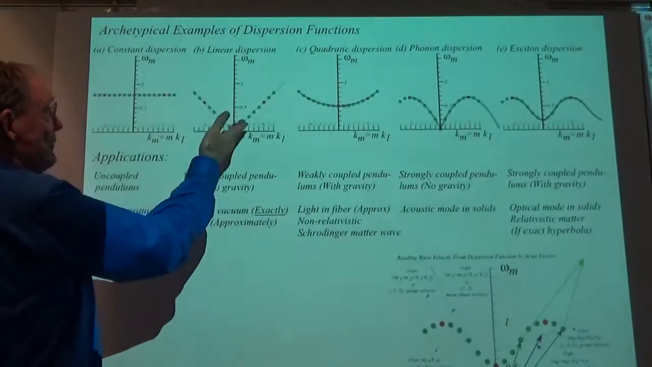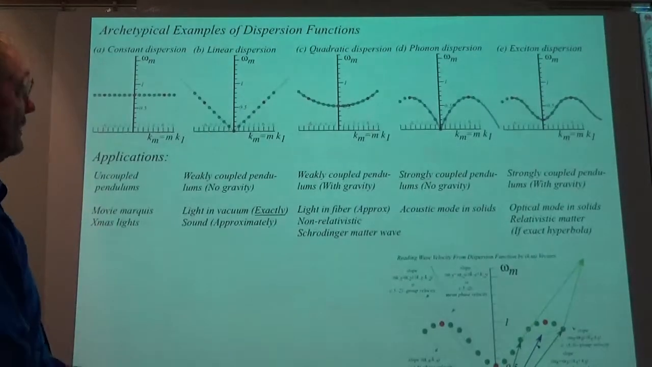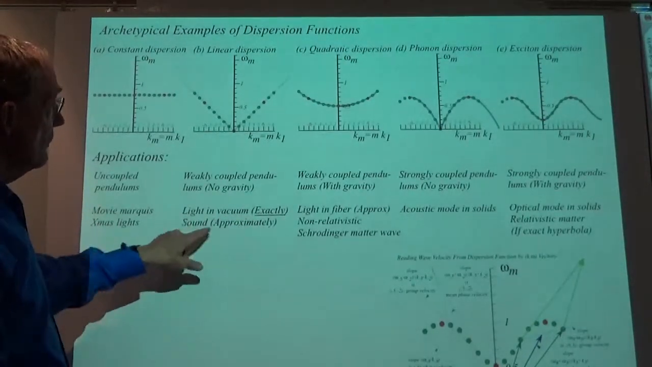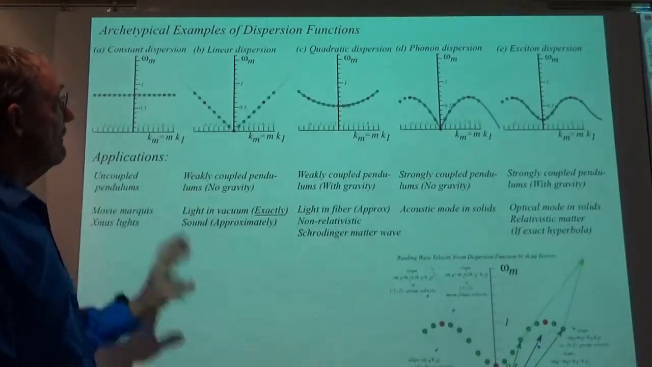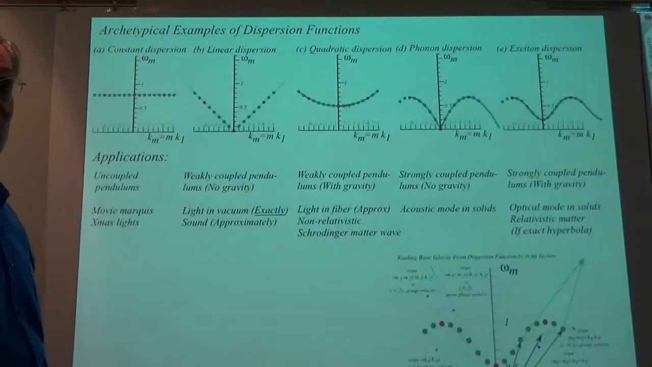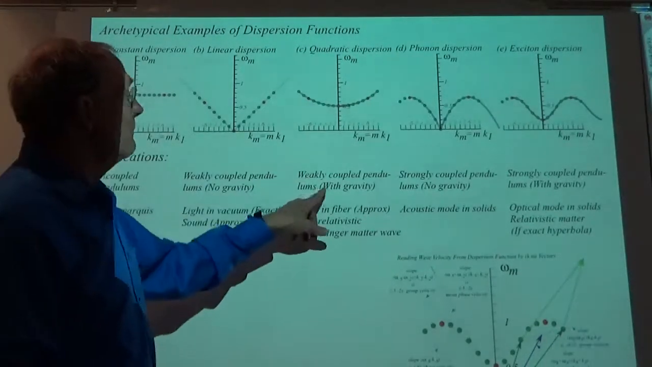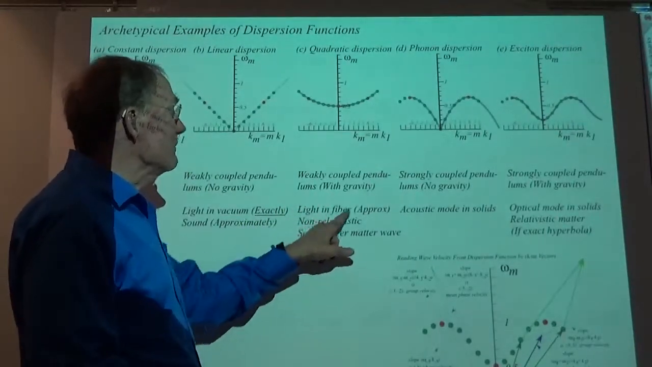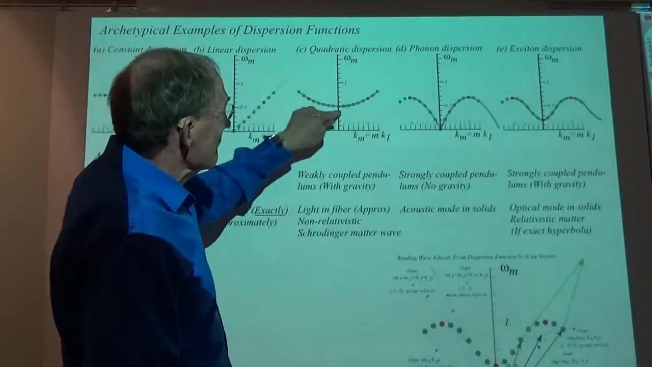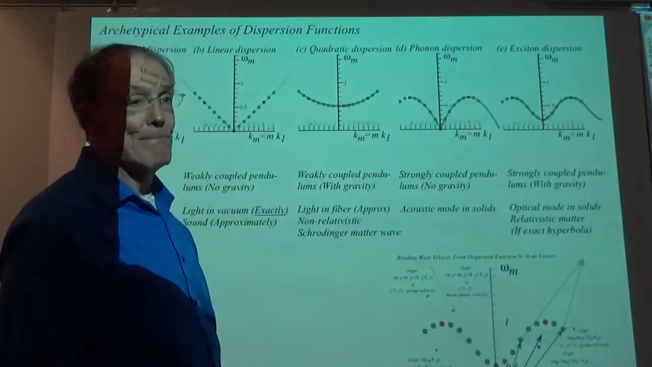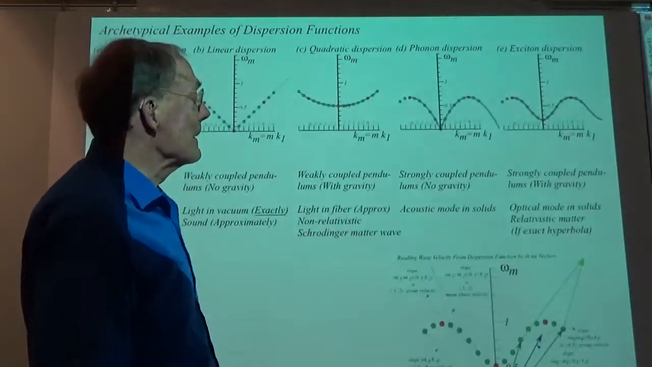This is sort of the opposite. Linear dispersion. This is what light does in a vacuum, exactly. And sound, approximately. Phonons, approximately. Weakly coupled pendulums, no gravity. Straight line. Then, weakly coupled pendulums with gravity, or light in the fiber, approximately, or the non-relativistic Schrodinger matter equation. Parabola. Badly drawn parabola, but that's what I meant by gravity.